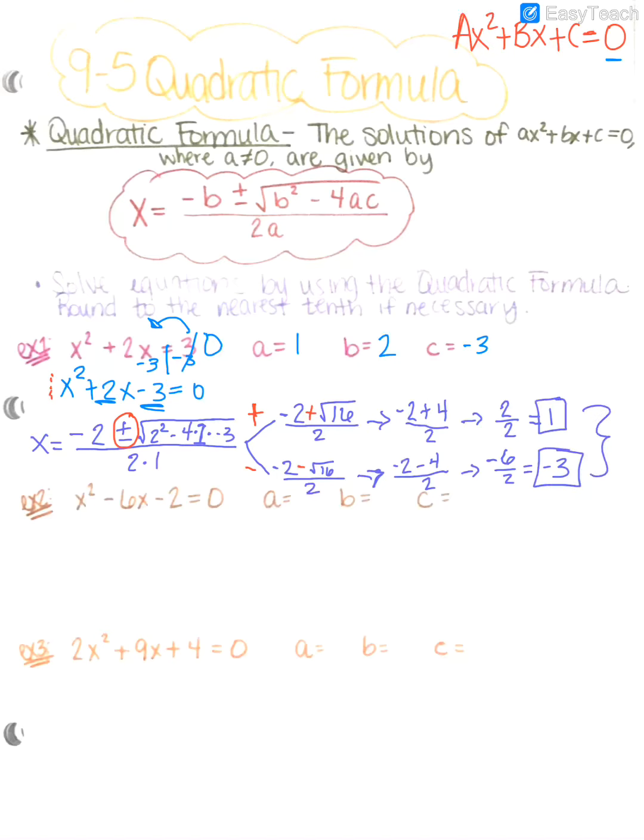And there you have it. Those will be your solutions, your roots, your zeros, and your x-intercepts for this parabola, for this quadratic equation. So we have -1 and -3.